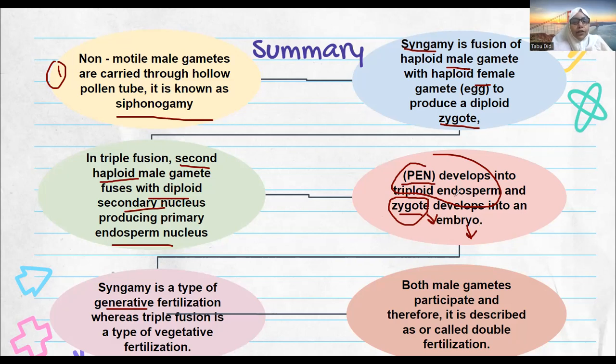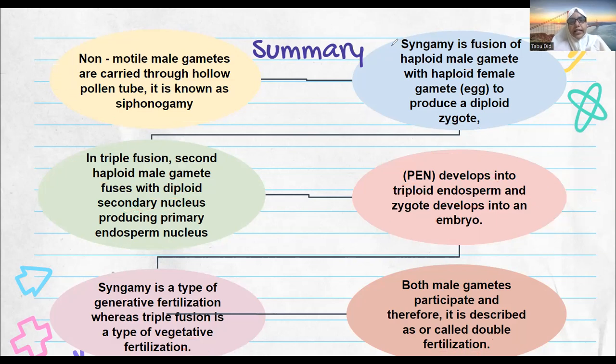Whereas the triple fusion, the 3N, is more of a vegetative fertilization because it is just providing nutrition to the growing embryo. So in double fertilization, both the male gametes will participate. One male gamete fuses with the one egg cell, and the other male gamete fuses with the polar nuclei to form the endosperm, the primary endosperm nucleus. Hence the whole process is doubly fertilized. That is why we call it double fertilization.